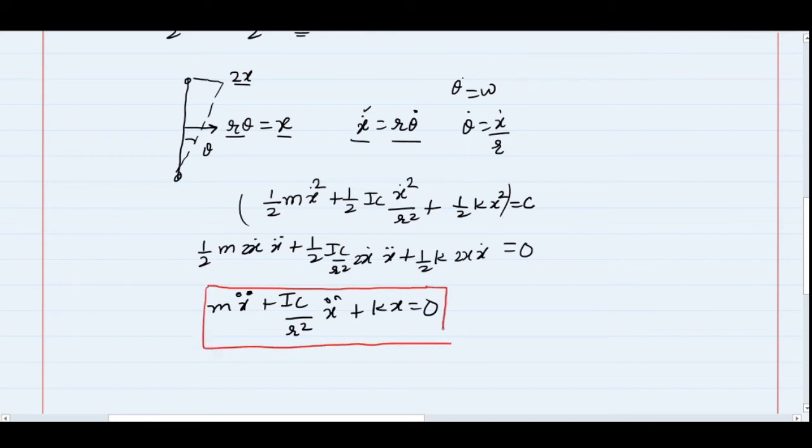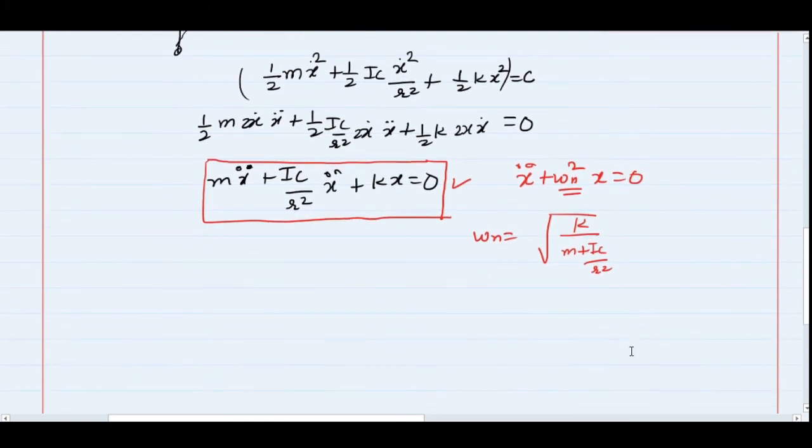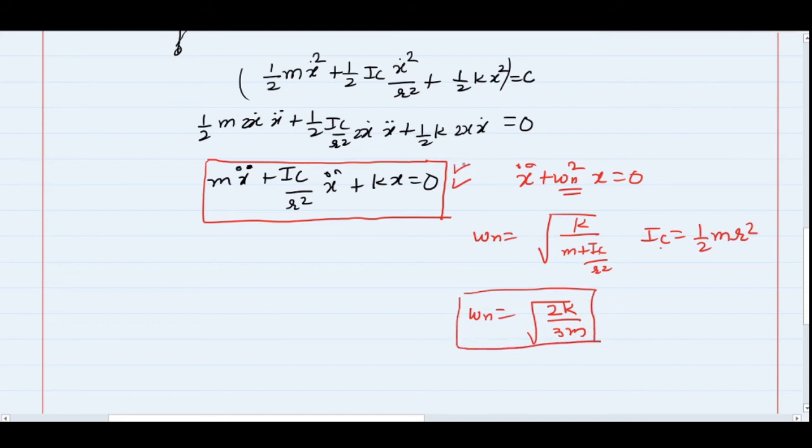I will suggest remembering this expression because it is a very useful expression. When I compare this expression with my standard simple harmonic motion equation, this term will represent the natural frequency. So here my natural frequency will become what? It will become the square root of k divided by m plus Ic by r square. And we know that your Ic for a solid disk is half m r square. When I put this expression here, my natural frequency will be what? Square root of 2k by 3m. So this is the expression for your first problem, and this is your equation of motion.